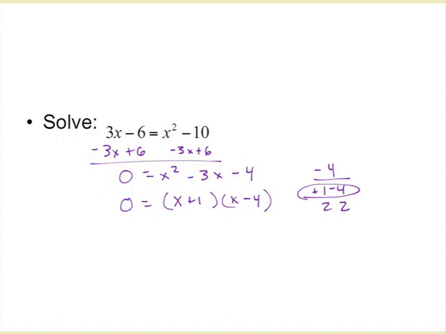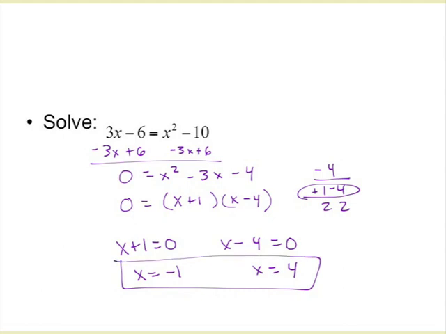Then if those are my factors, I set them each individually equal to 0. Because if multiplied together they equal 0, one of them must equal 0. So x could be negative 1, or x could be 4.